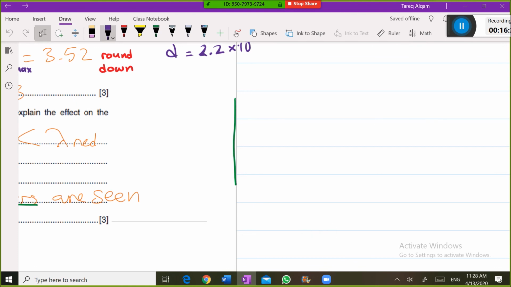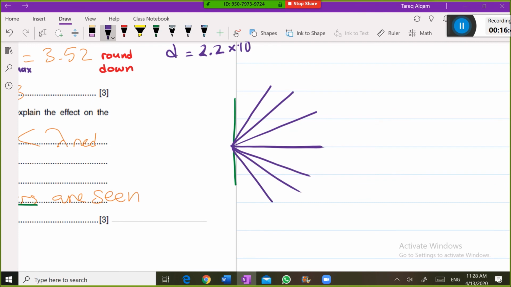Okay, again, this is the central, let's say. First, second, third. This is if I have the blue light, we will have more orders. For the red, we will have less orders. So the angular position for the red one will be greater than the angular position for the blue one. Is that clear, guys?